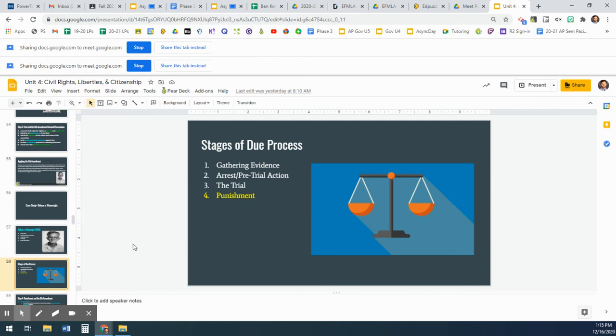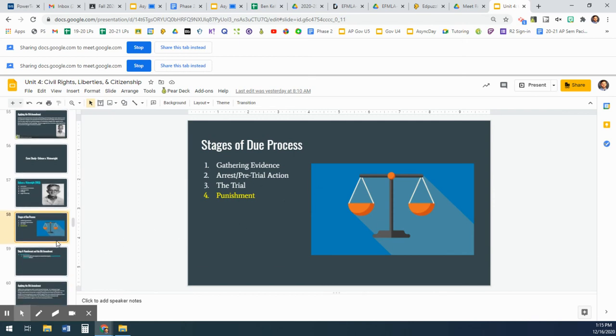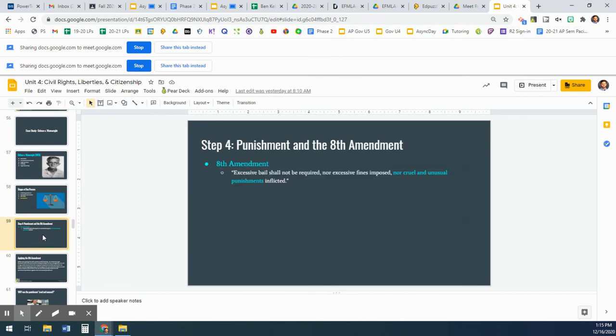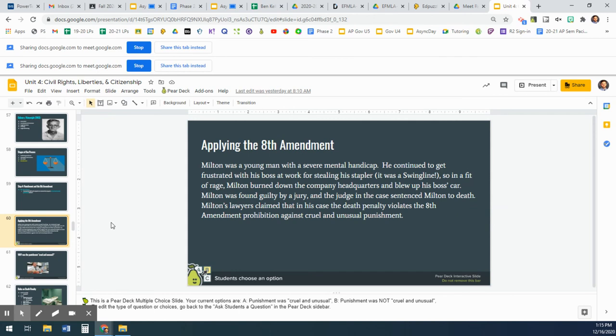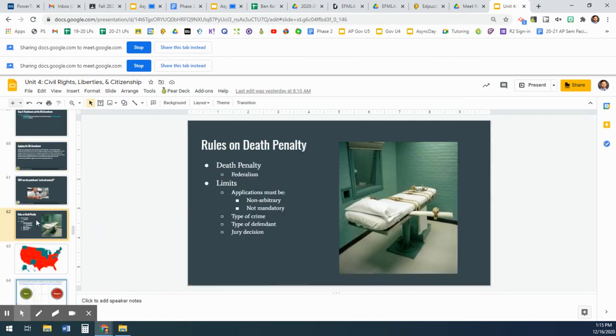All right, last one, the punishment stage. What protects you here? The punishment stage is in the Eighth Amendment, right? So specifically no excessive bail or fines, but also no cruel or unusual punishments inflicted. All right, so here is our last thing that we're going to talk about here. Rules on the death penalty.